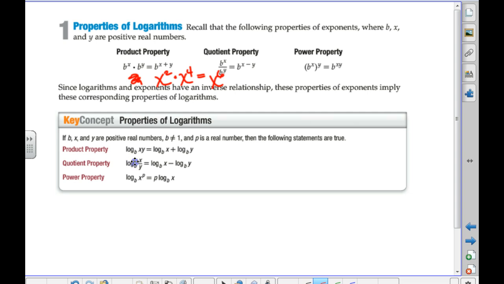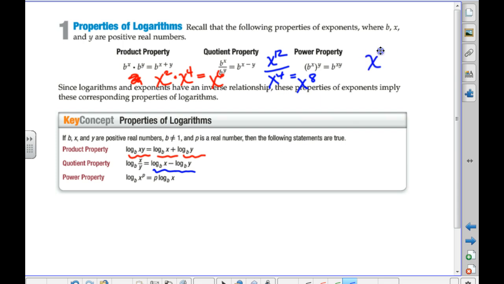Product property of logarithms says that if you have two logarithms multiplied, you can break them apart as an addition problem. Okay? Remember, they are just inverses of exponent problems. The quotient property would be if you had x to the 12th over x to the 4th, you would subtract and get x to the 8th. So when you have a logarithm of a division, you can subtract as two separate logarithms.